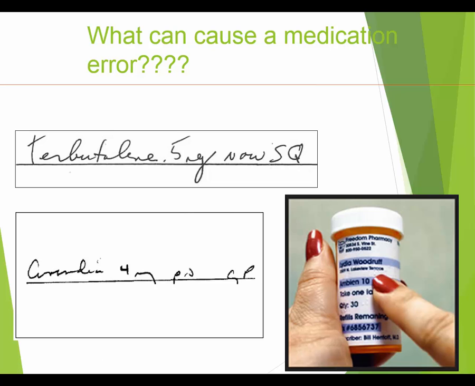Now, the flip side of that is if this were 5 milligrams, if it really were 5 milligrams, you wouldn't put 5.0, because then if you lost your decimal point, it would turn into 50 milligrams, and that might not catch your eye. So the rule is always use a leading zero, 0.5. Never use a trailing zero, which is 5.0.